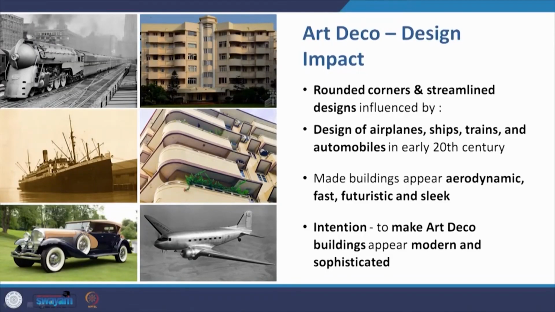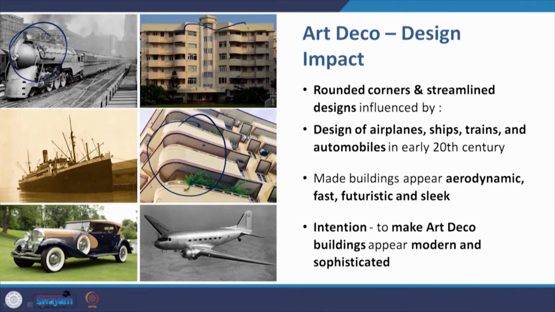This made these buildings designed keeping this machine aesthetic in mind. The buildings appeared aerodynamic, they appeared fast and futuristic and sleek, and that was the intention. So you find that streamline shape, for example, is borrowed from the train itself, or this aerodynamic, futuristic shape is also borrowed from Art Deco.